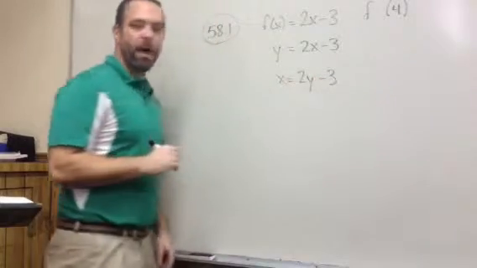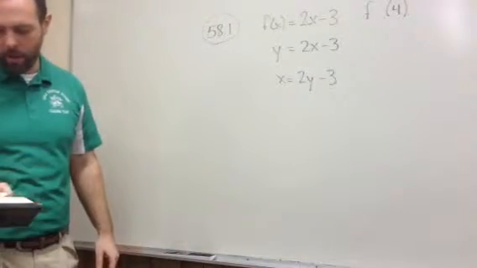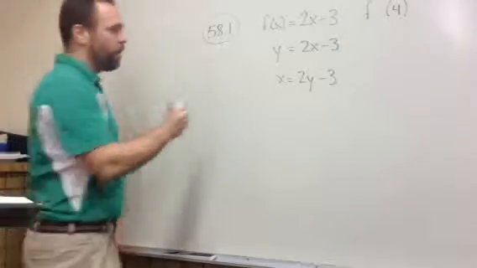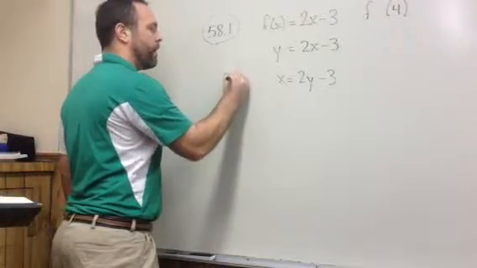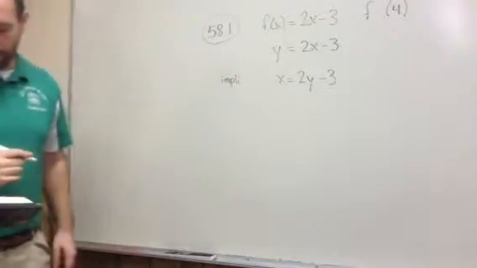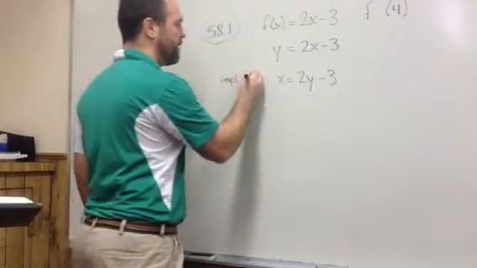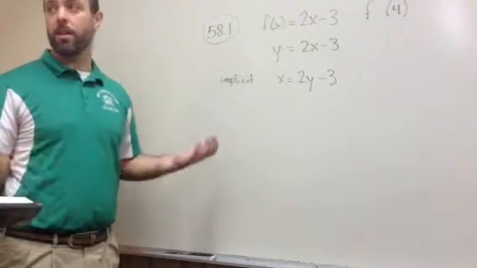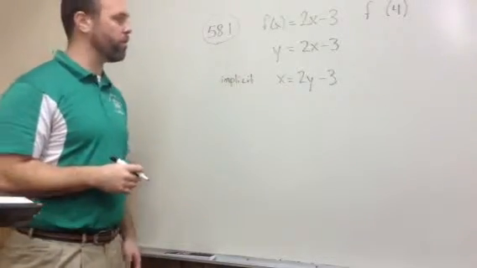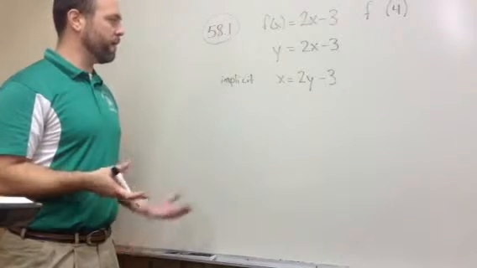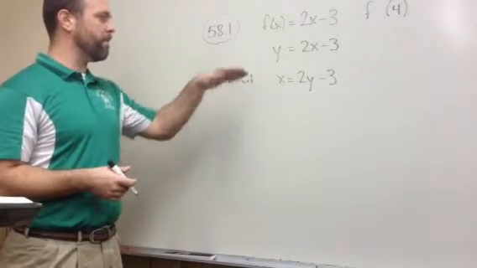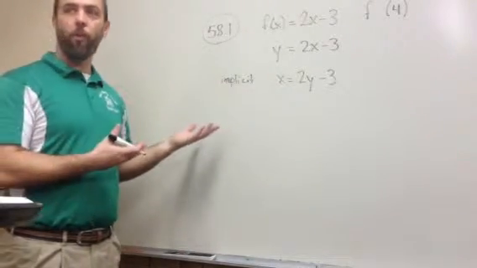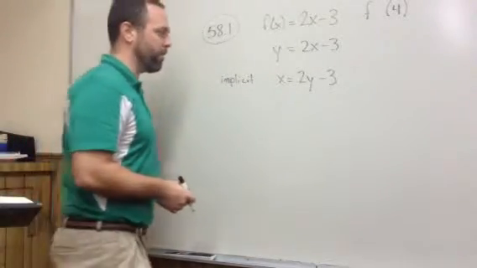All right, now they talk about implicit and explicit form. This is considered implicit form. The difference between implicit and explicit is implicit is not in y equals form and explicit is. When they use those terms, don't get confused, that's all they're talking about. So this is implicit. The second step that we did with it was we solved for y to get it into explicit form.